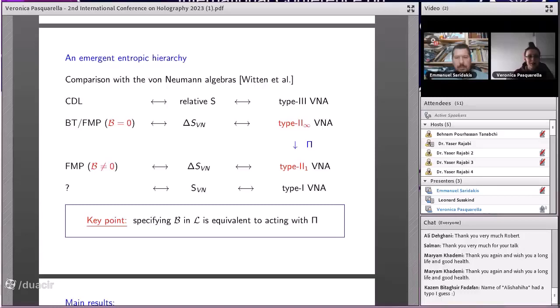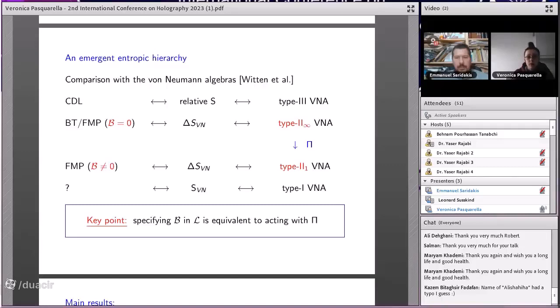So the thing is this: basically, in the CDL context, we showed that the total action described in the transition is associated to some kind of relative entropy, holographically speaking. So you can think of it as being like the entropy associated to a type 3 von Neumann algebra, because in that case you can't define a von Neumann entropy, but you can still define a relative entropy.